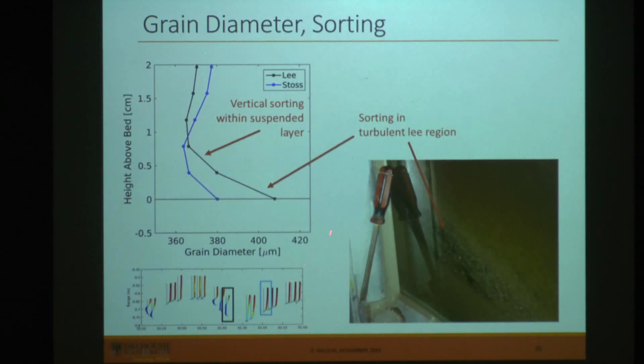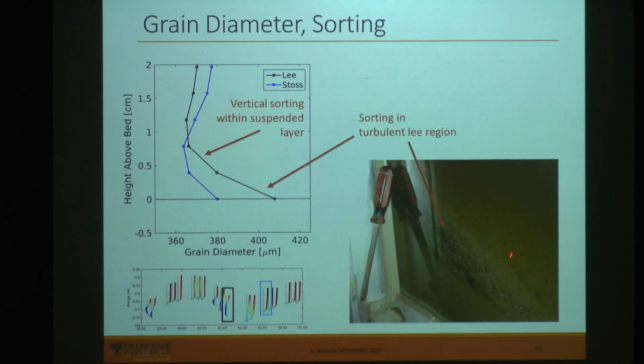Next, this is the inverted grain diameter as a function of height above the bed. So again, the blue line is the inversion over the Stoss face, and the black line is over the turbulent lee region. First of all, we do pick up vertical sorting within the suspended layer, which is really nice to see. So heavier particles are less likely to be suspended higher up. And the other sorting that we were able to pick out was the sorting between the lee and the Stoss.